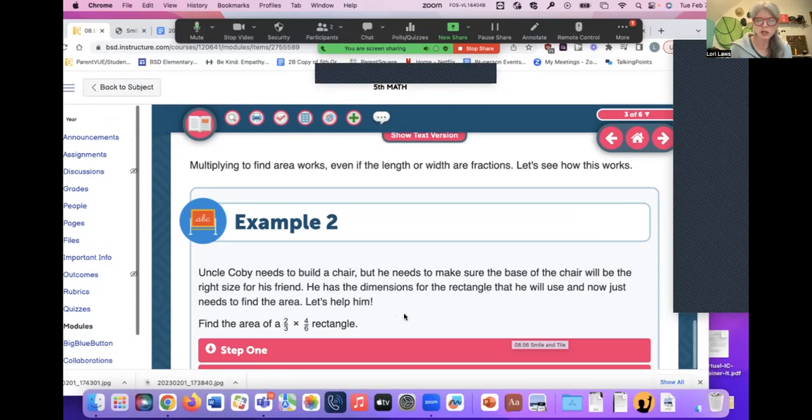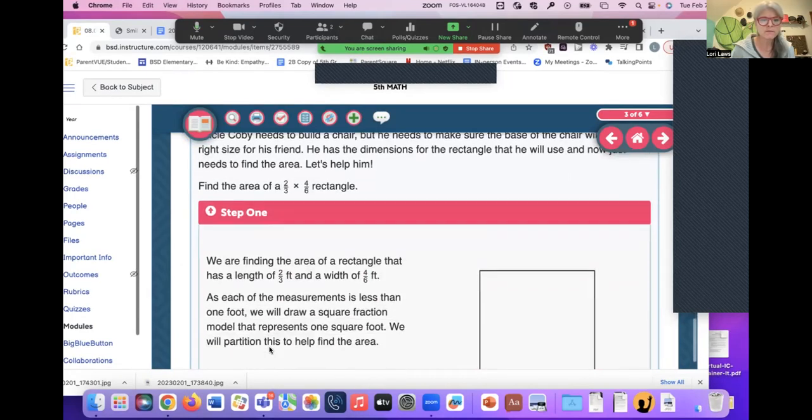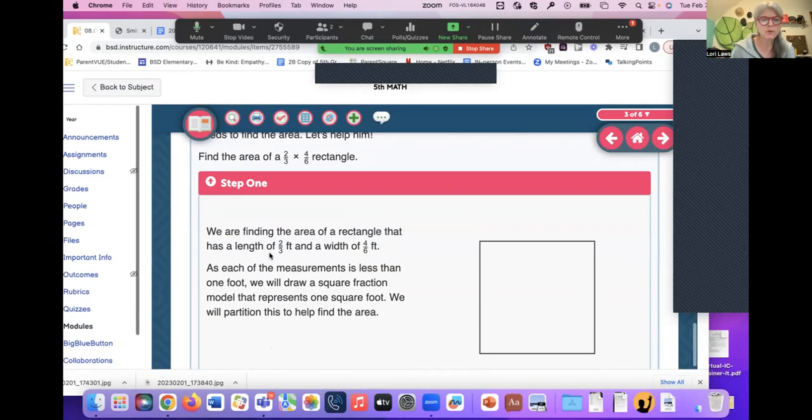Uncle Kobe needs to build a chair, but he needs to make sure the base of the chair will be the right size for his friend. He has the dimensions for the rectangle that he'll use, and now he just needs to find the area. So this chair is 2/3 of a foot by 4/6 of a foot. Step 1, we need to find the area of a rectangle that has a length of 2/3 of a foot and a width of 4/6 of a foot.